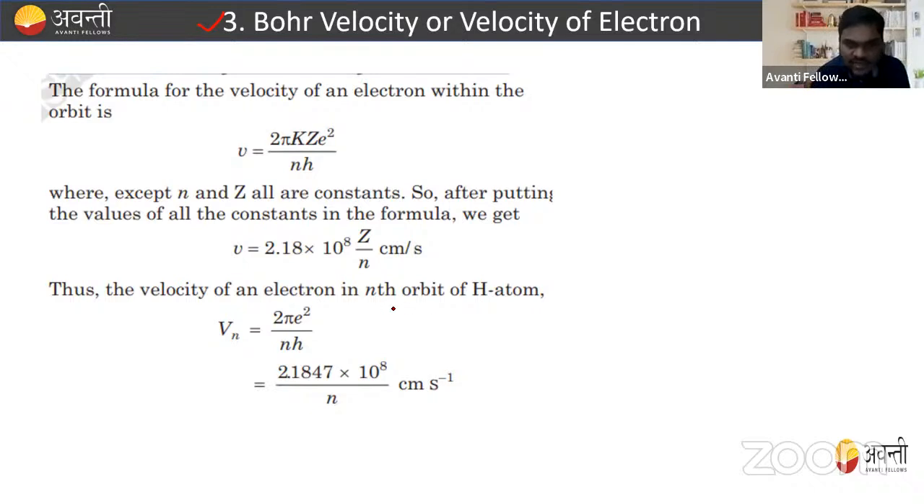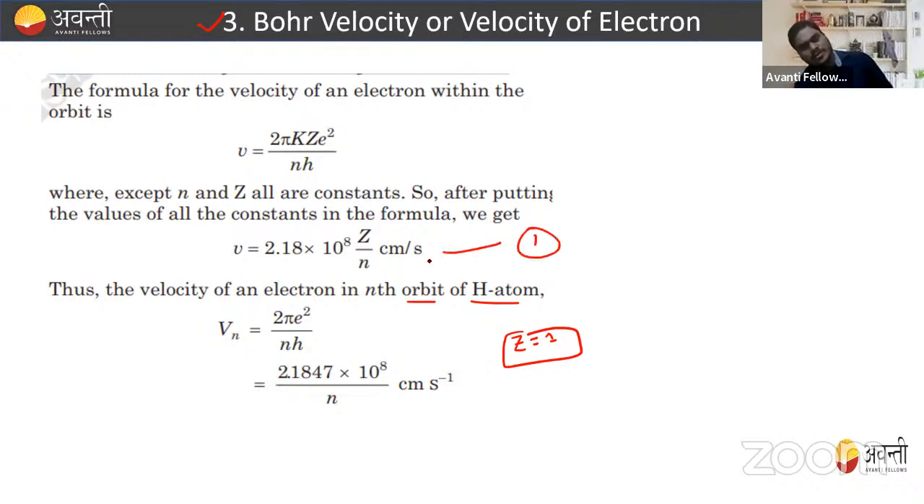Thus, the velocity of an electron in the nth orbit of a hydrogen atom we can calculate as 2.187 into 10 to the power 8 divided by n, because in the case of hydrogen, Z is equal to 1. For other than hydrogen, you have to use the general formula. So better remember this formula, which is used to calculate the velocity of an electron.